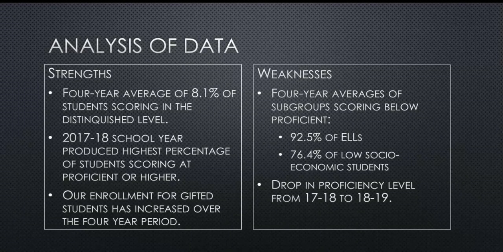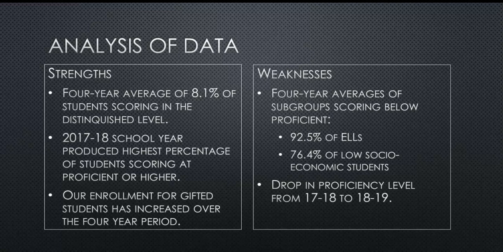Now, analysis of the data. All right, if we go back and we compare the years, some strengths that we see, we have a 4-year average of 8.1% of the students scoring in the distinguished level. Also, the 2017 to 2018 school year produced the highest percentage of students scoring at proficient or higher. Also, our enrollment for gifted students has increased over the 4-year period.